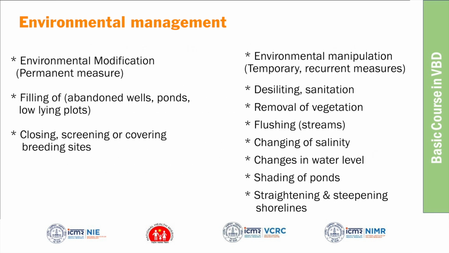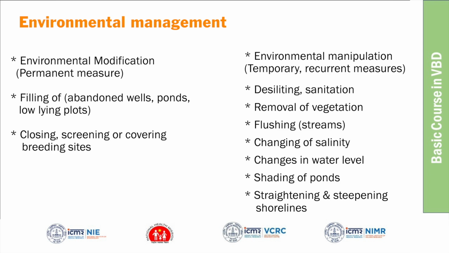So what are the methods available? Again, there are two different types. One is environmental modification, which is a permanent measure. Example, filling. Suppose an unwanted or abandoned, disused well is there. It is better to fill that completely. Then filling of abandoned wells, ponds, low-lying plots, and closing, screening or covering of breeding sites. These are all permanent measures called environmental modification.